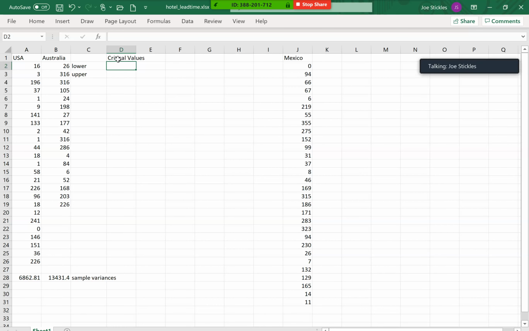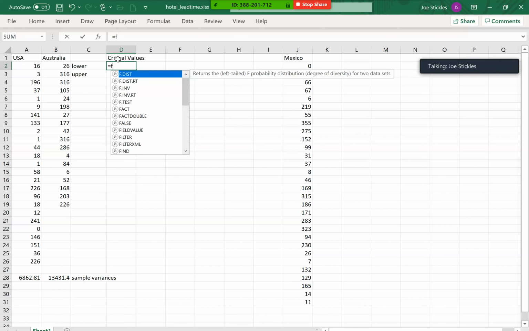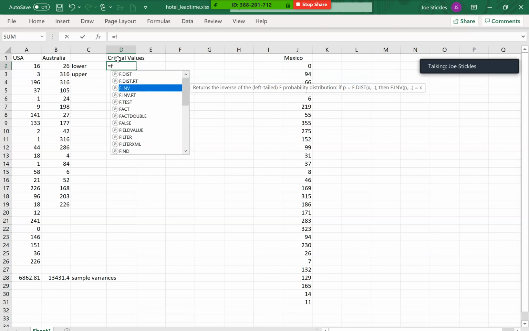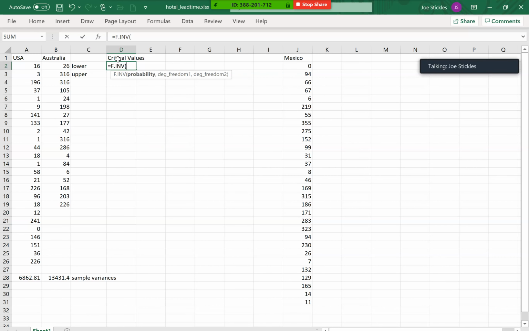All right, to get these values, we're going to use the F distribution functions that are built into Excel. We have a probability, a significance level that we want to achieve, and we need the critical value. So that's why we're going to use the inverse command here, the f.inverse. The f.inverse will give you a left tail. The f.inverse.rt will give you the right tail.